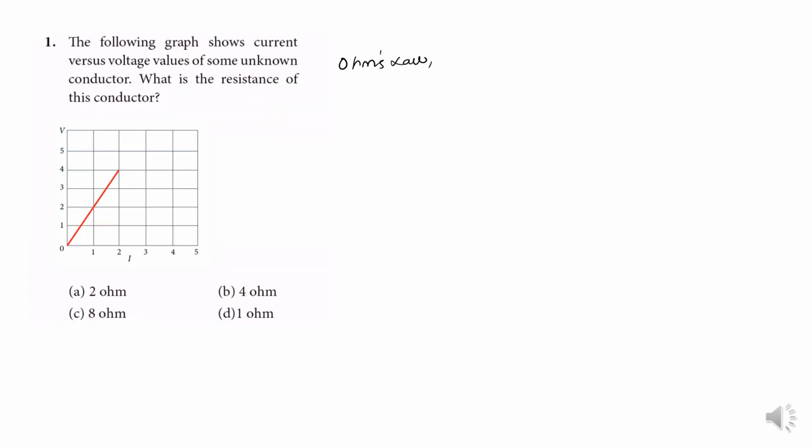So the following graph shows current versus voltage values of some unknown conductor. What is the resistance of this conductor? It is for one conductor, so we can directly use Ohm's law.